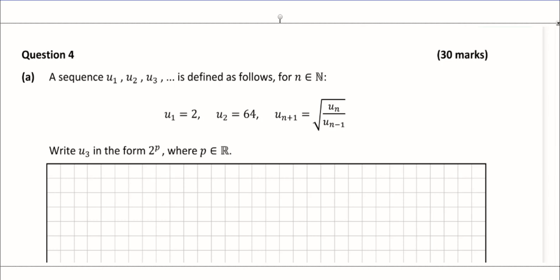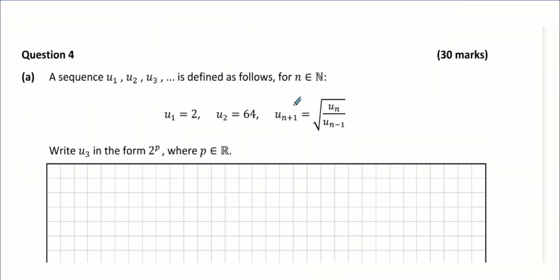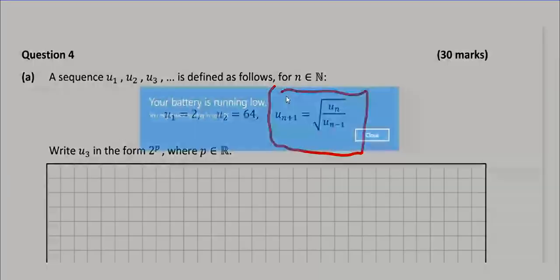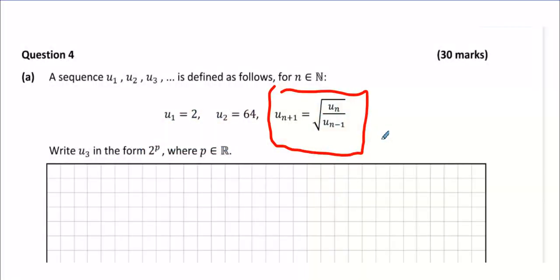Sequence U1, U2, and U3 is identified as follows. So here's the generic formula for this. Do you know how this formula works? Somebody pick me a value of n. Any value, doesn't matter. 40? Grand, I'll use 40. N equals 40.